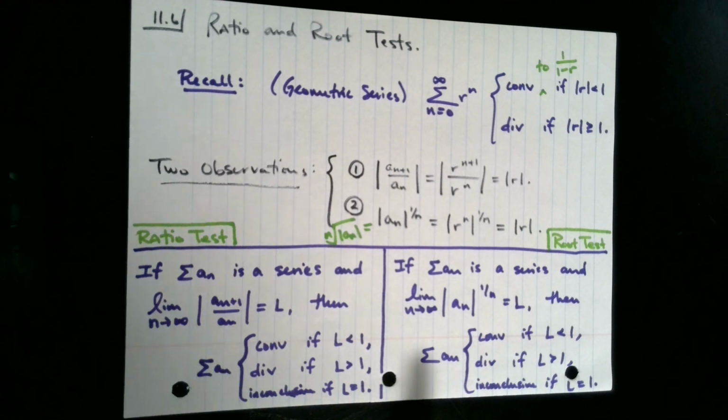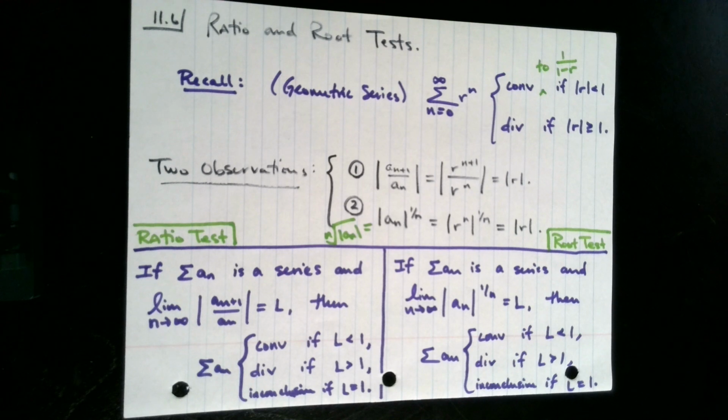On the other hand, if the limit turns out to be 1, unfortunately, this also is a result of the limit and some of the sort of theoretical sensitivities therein. We get an inconclusive result should L equal 1.